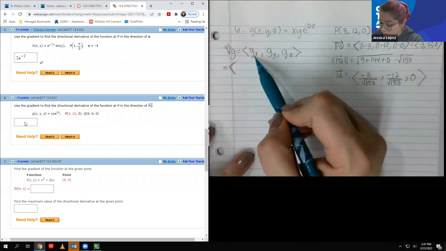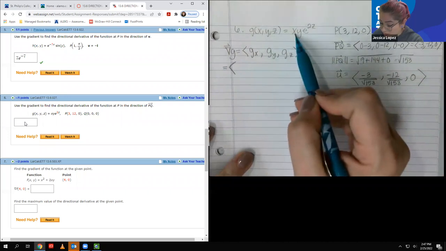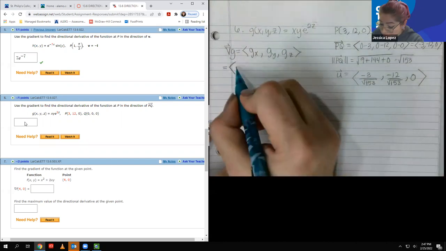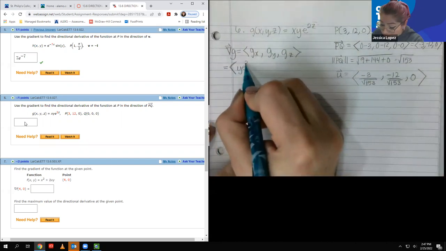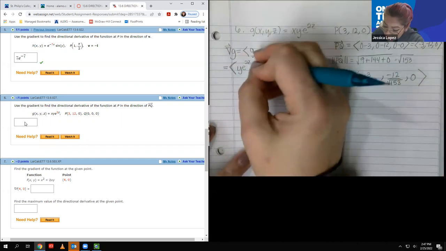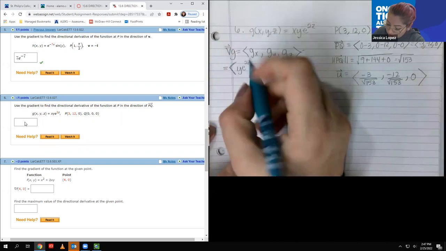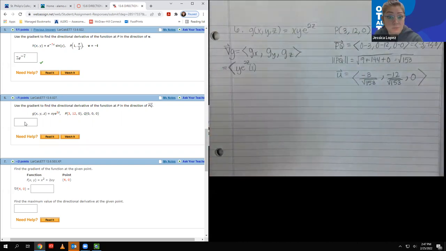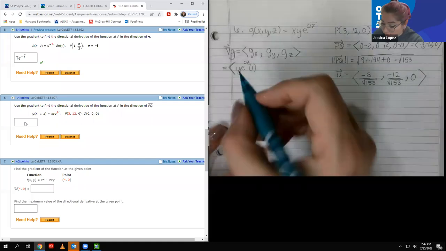So the derivative with respect to x, we've got this guy here. All of this junk is just going to act like a constant multiplier. So it's going to be y e to the 2z, and then the derivative of x is just 1, right? Again, I've got to stop using the dot when we have vectors involved, because you might get it confused with the dot product, which is something completely different.